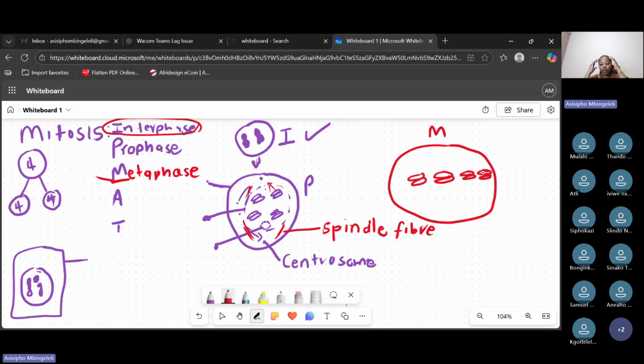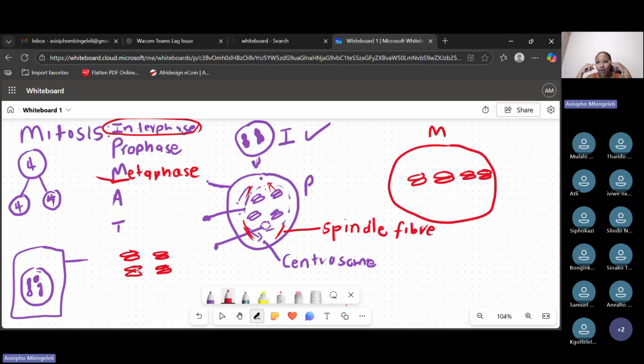This is important. They don't align themselves in pairs. So this is what I'm saying. In pairs would be if there is a chromosome here and another chromosome here, and then a chromosome here, and then another chromosome here. This would be chromosomes aligned in pairs. It is just one single line of the chromosomes, M for middle.